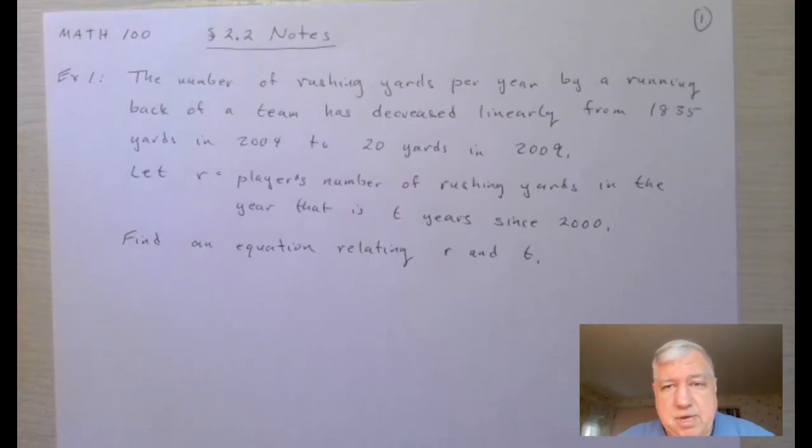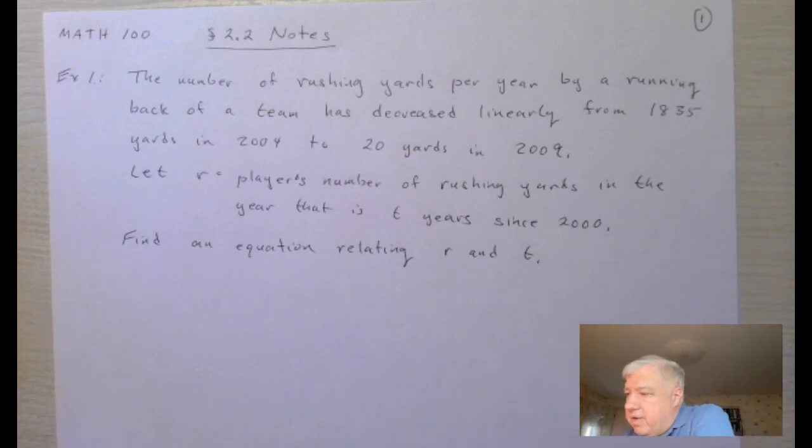In this first example, we're given that the number of rushing yards per year by a running back of a team has decreased linearly from 1835 yards in 2004 to 20 yards in 2009. If we let R represent the player's number of rushing yards in the year that is T years from 2000, then we're asked to find an equation relating R and T.